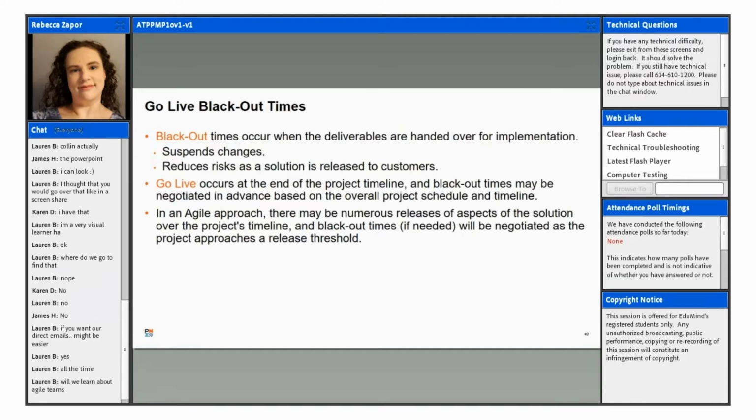So what we learned about Agile teams. Agile is kind of built into a lot of this, and that's a big part of the new exam content: incorporating Agile.